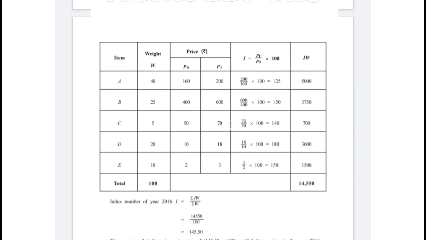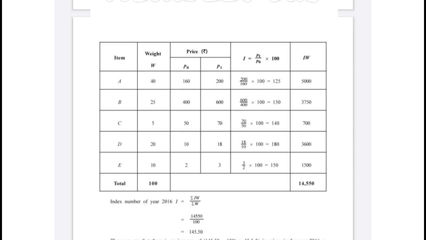So first of all, we'll find out I, that is P1 upon P0 into 100. So 200 by 160 into 100 is 125. 600 upon 400 into 100 is 150. Like this, we have to find I. After finding the index number, we have to multiply I with W, means weight. So 40 into 125 is 5000. 25 into 150 is 3750. 5 into 140 is 700. 20 into 180 is 3600, and 10 into 150 is 1500. Total of all is 14550.